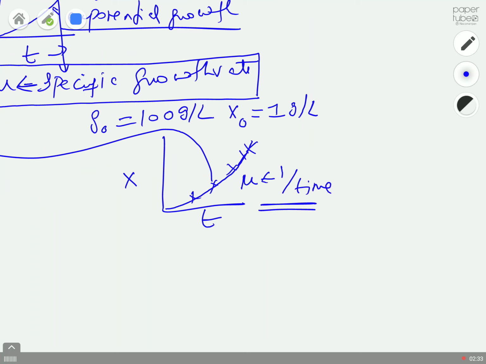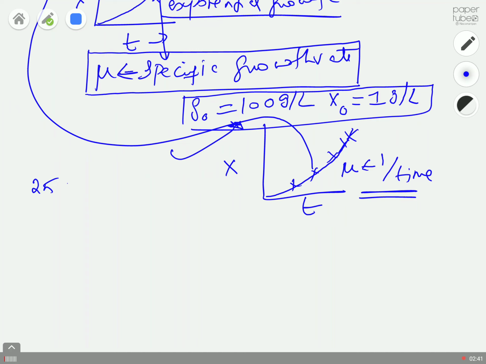But imagine if you start your experiment with a different substrate concentration. Say you start from 25 grams per liter, 50 grams per liter, 100 grams per liter. For some reason, how fast the microorganisms replicate changes with respect to your initial concentration. This is not a hypothesis. This is an experimental fact. Many people did a lot of experiments, and they found this is happening.